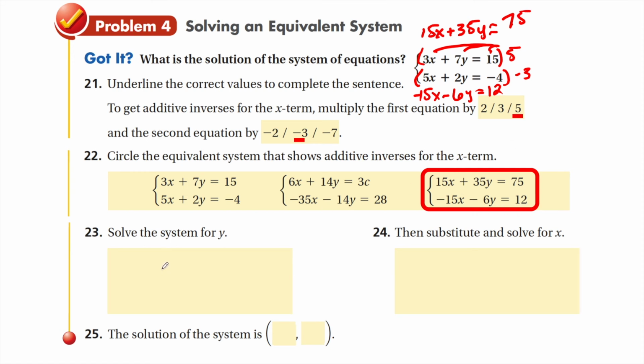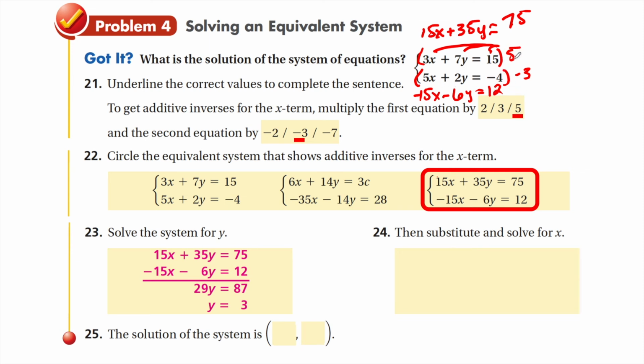Solve for y. Well, if we were to add these straight down, we can eliminate them right off the get-go, and you get 29y is going to equal 87. If we divide both sides by 29, you'll get that y is going to equal 3. And now that we know y equals 3, we could just plug that into one of the original equations, whether it's going to be the 3x plus 7y equals 15, or the 5x plus 2y equals negative 4. It just needs to be the original equation.